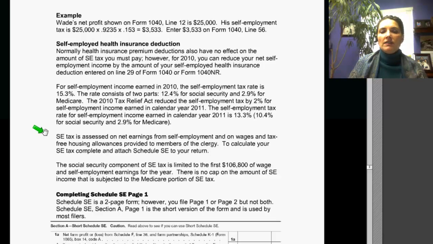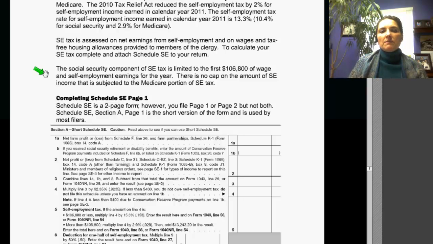Self-employment tax is assessed on net earnings from self-employment and on wages and tax-free housing allowances provided to members of the clergy. To calculate your self-employment tax, complete and attach Schedule SE to your return. The Social Security component of self-employment tax is limited to the first $106,800 of wage and self-employment earnings for the year, but there is no cap on the amount of self-employment income that is subject to the Medicare portion of the self-employment tax. Let's take a look at completing Schedule SE, page 1.